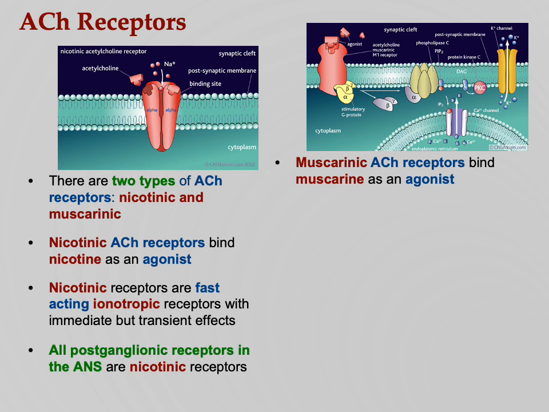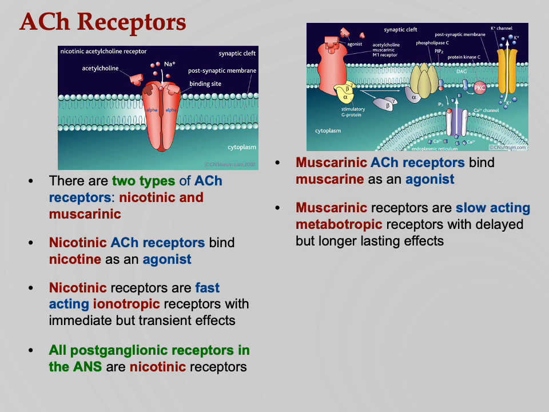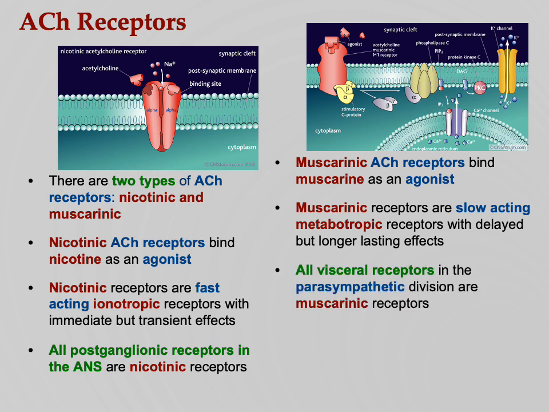Now then, muscarinic ACH receptors bind muscarine as an agonist in addition to acetylcholine. These are slower acting metabotropic receptors with delayed but longer lasting effects. That's why we have them at the organs. The organs are what are actually doing the work, so we want the effect to last longer there.